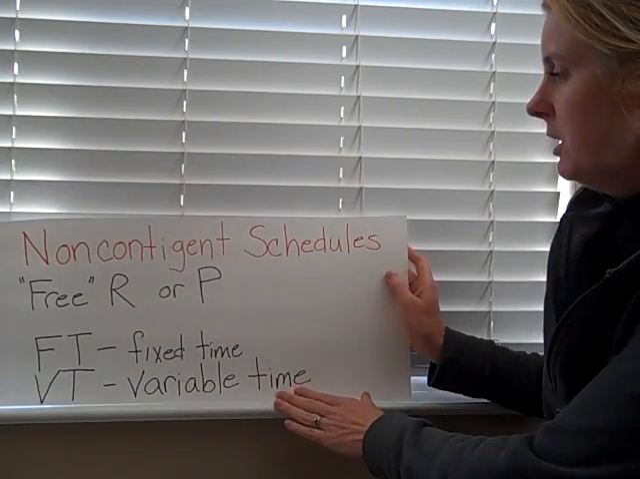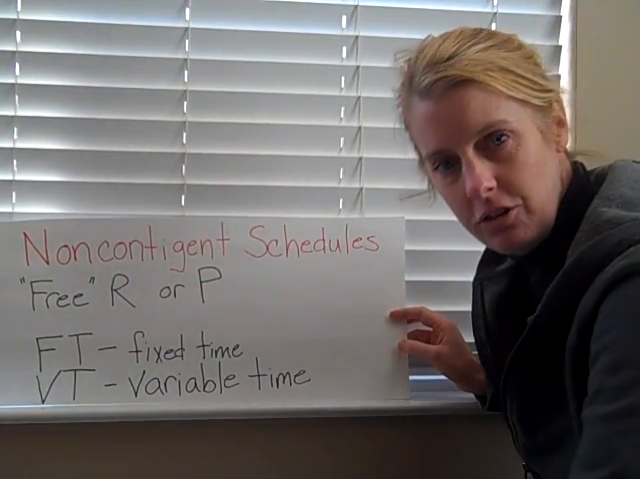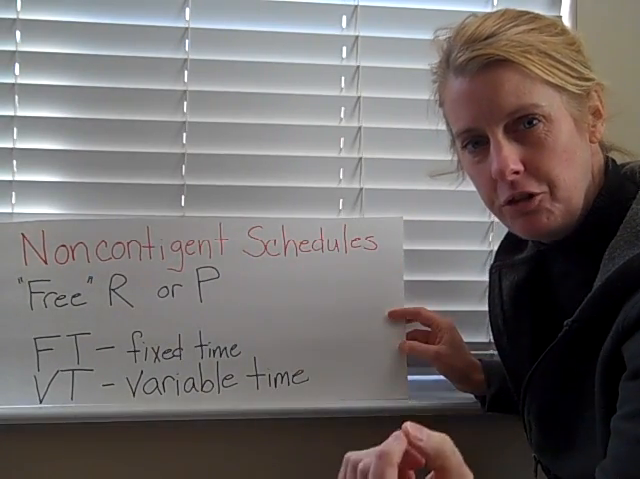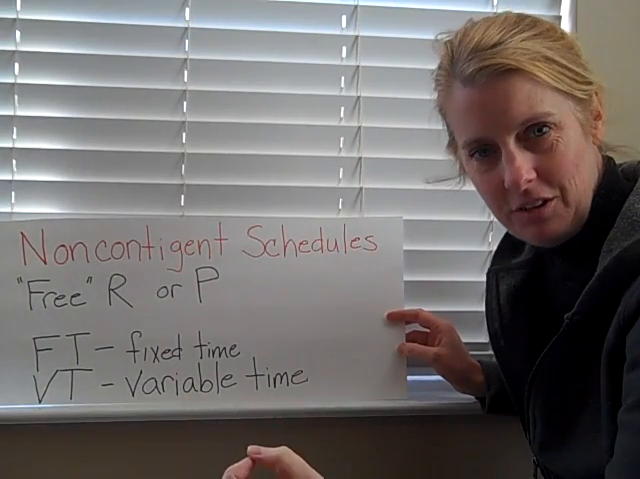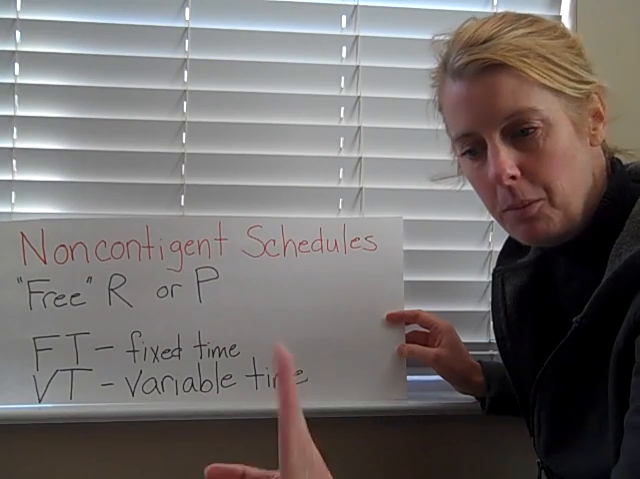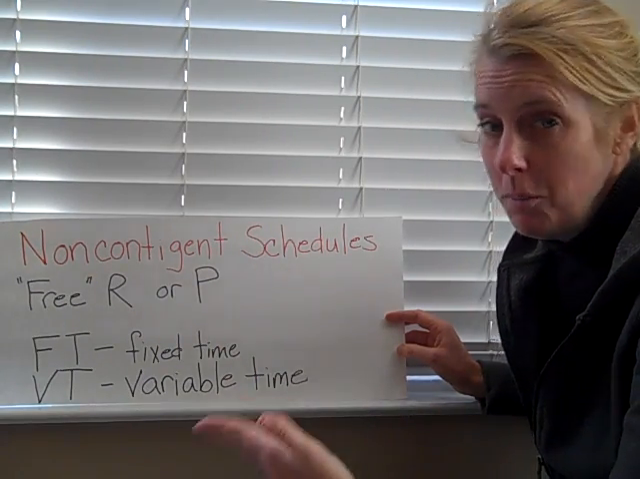And then there's a couple more. And these are pretty cool. This one is talking about non-contingent schedules. Non-contingent. Remember, contingent is when there's a connection, a contingency between the behavior and the outcome. Well, if this is non-contingent, that means the outcome is not connected to your behavior. So no matter what you do, you're getting reinforcement or punishment.